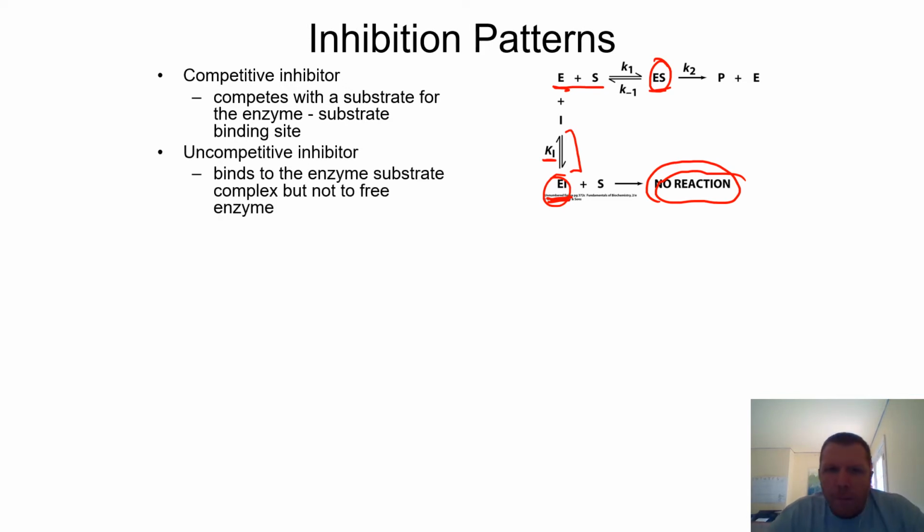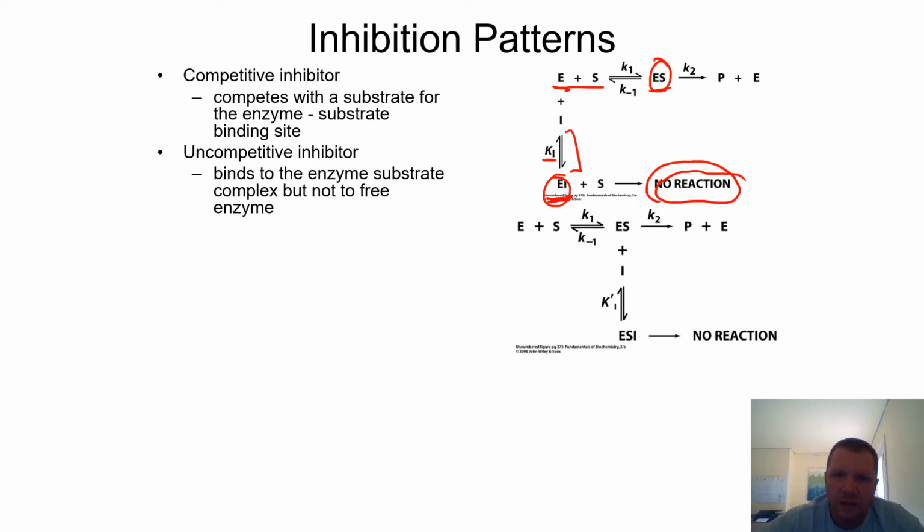Now, an uncompetitive inhibitor is going to bind to the enzyme substrate complex, but not to the free enzyme. And so we'd see that displayed like such. So I'm going to draw an arrow right here. With an uncompetitive inhibitor, your enzyme plus your substrate forms that ES complex. No problem there. So that initial step, the formation of that ES complex, does take place.